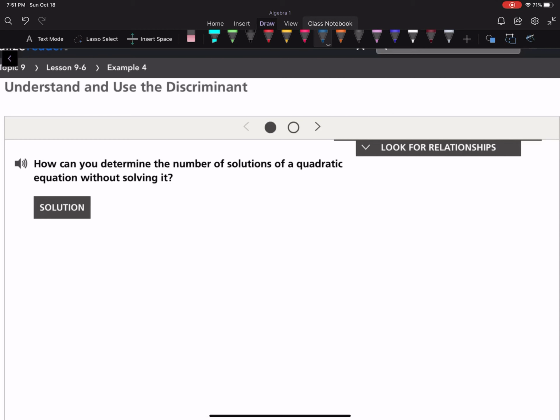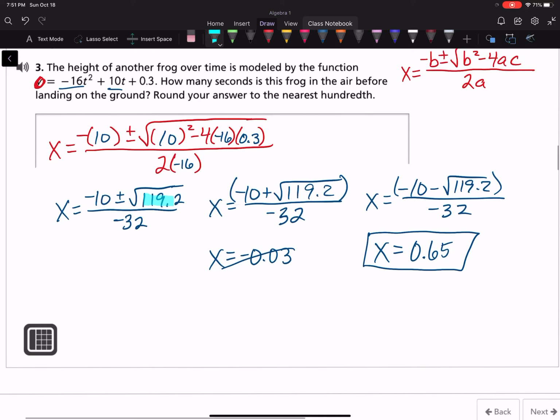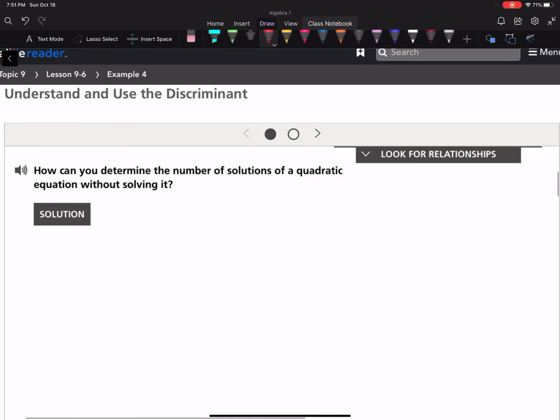Example 4 talks about understanding and using the discriminant. Remember, the discriminant is that number we get under the radical, and if it is positive, we are going to get 2 real solutions. I didn't talk about what it would be if it wasn't positive, so let me write those down for you real quick. I'll start with the one we know. If b squared minus 4ac is greater than 0, if it's positive, you get 2 real solutions, okay?